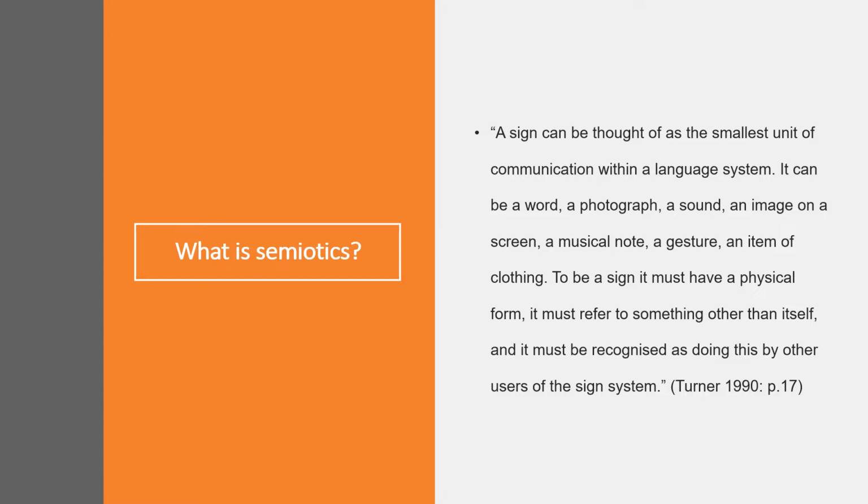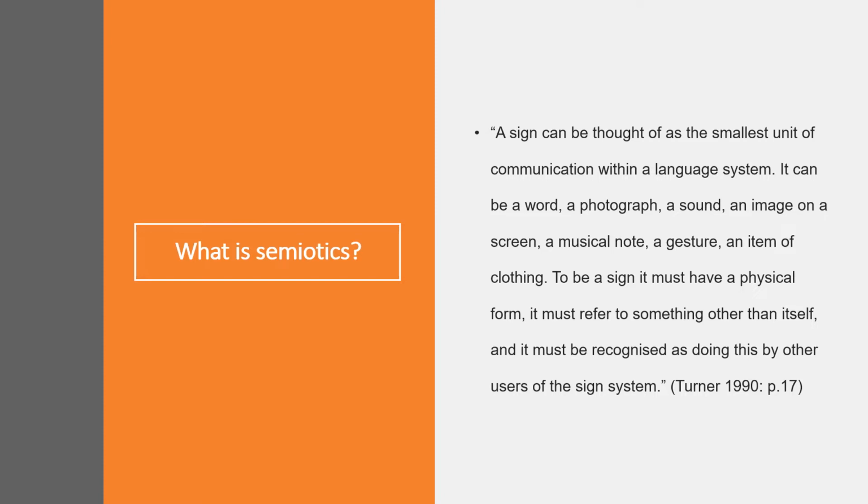This definition is from Graham Turner in his book, British Cultural Studies, An Introduction, and I think it explains very nicely what a sign is. So, I'd encourage you to pause me for a moment and read what Turner is saying here. There are 4 things I want you to pay careful attention to in this definition.